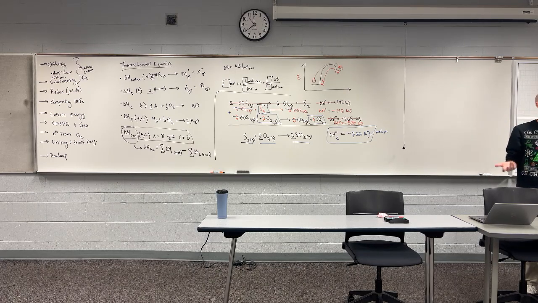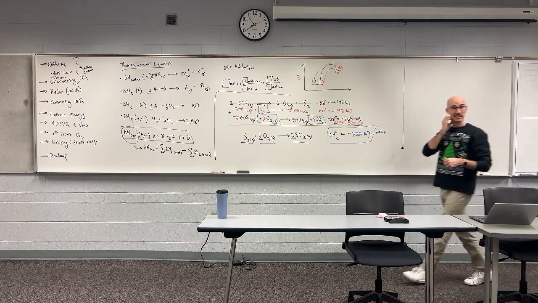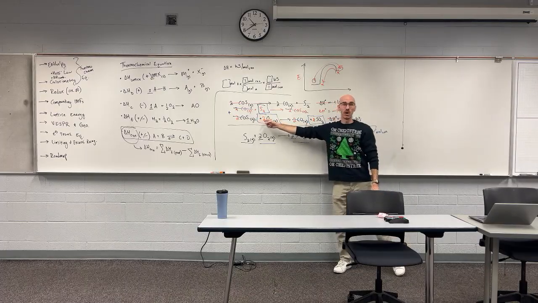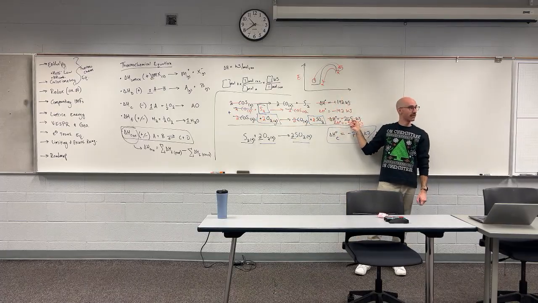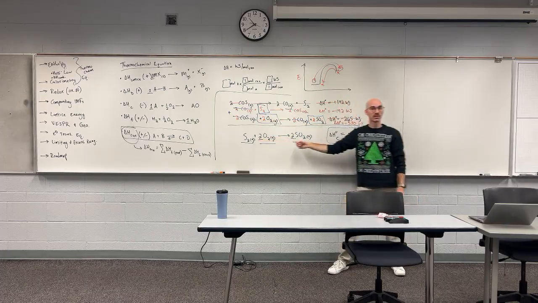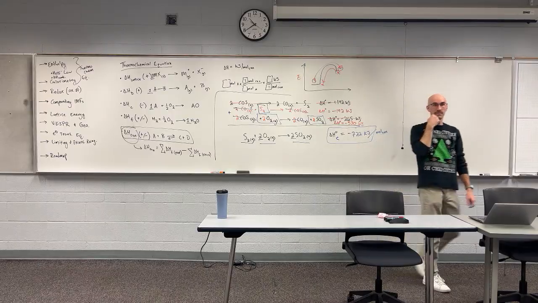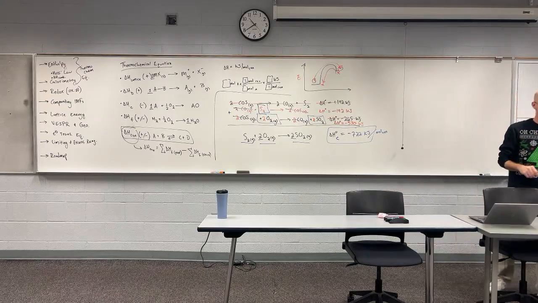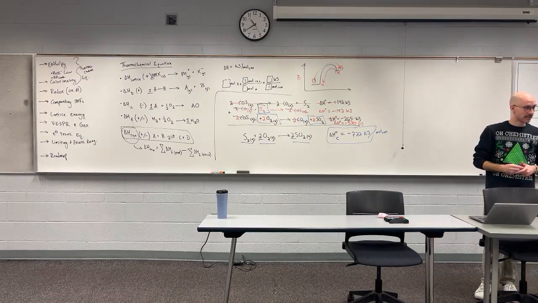Sometimes you don't have to do either of that. Sometimes the equations as written sum together to give you exactly what you want. Sometimes you have to flip both equations. Sometimes you have to multiply by a fraction, right? Sometimes you have to multiply this by 1/2 in order to have the coefficients that you want at the bottom. Okay, any questions on it?